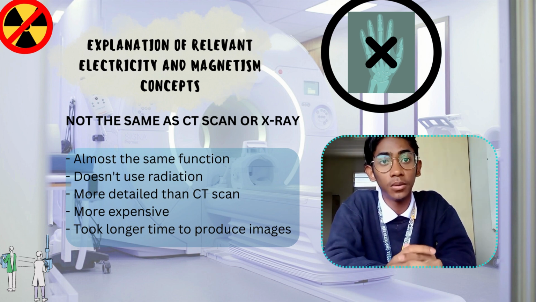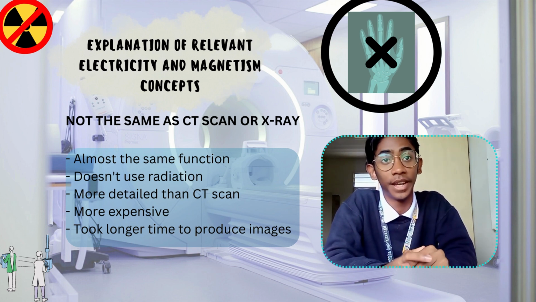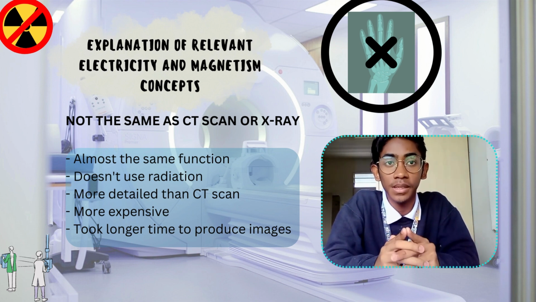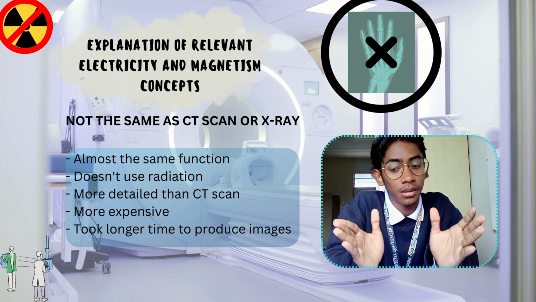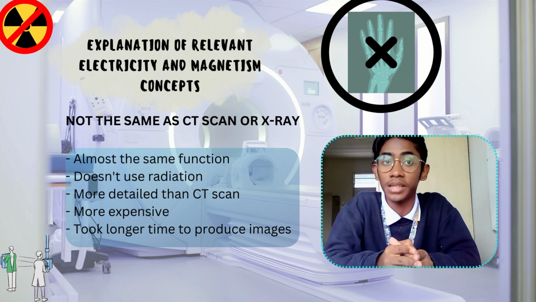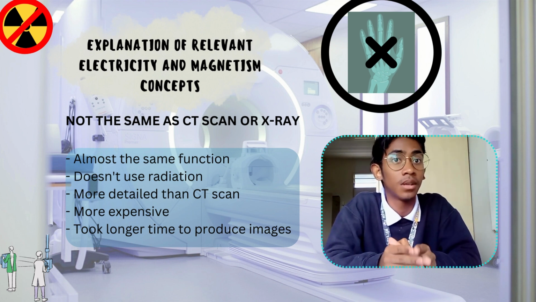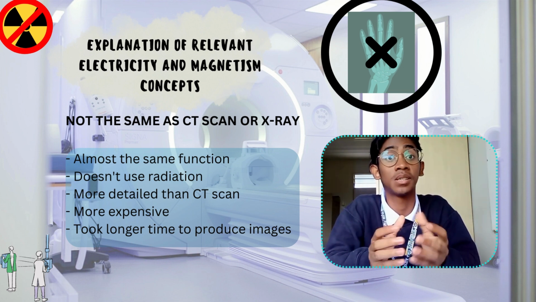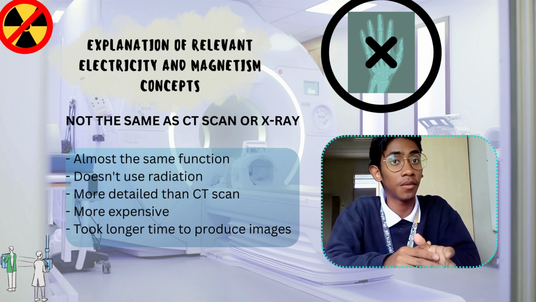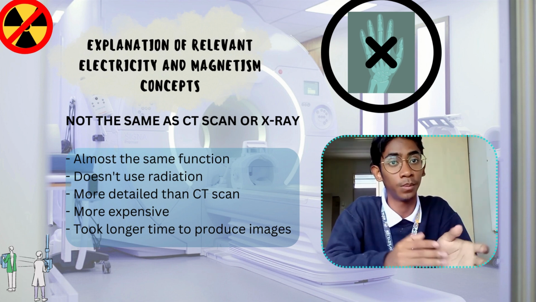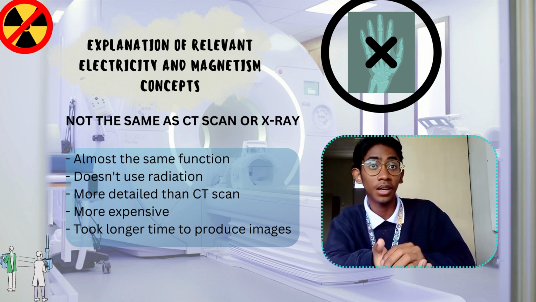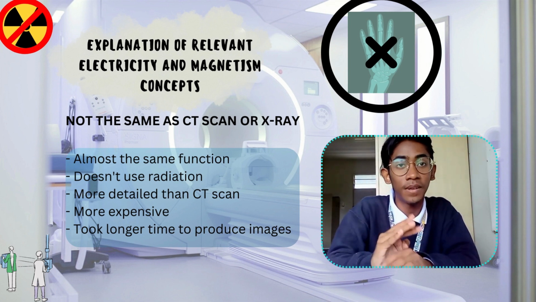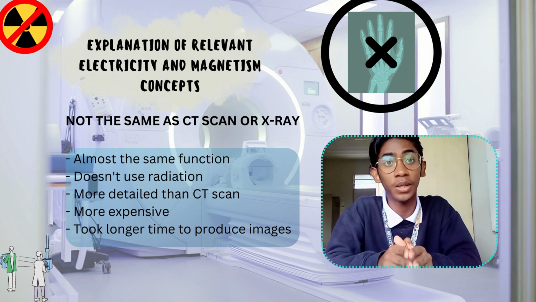Next, we're going to take a look at a further explanation and a little more detail of the MRI scan. First thing we need to take note of is that an MRI scan is totally different from a CT scan and also an X-ray. Even though they share the same function, which is to produce imaging, all three of them are different types of machines. The MRI doesn't use radiation. Instead, they use magnetic radio field waves.